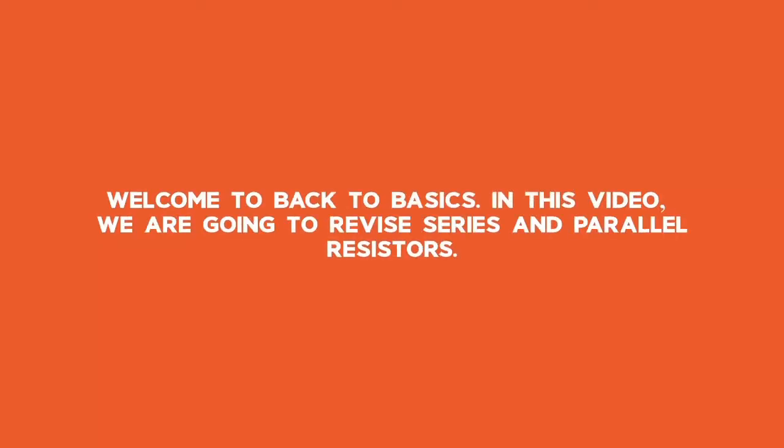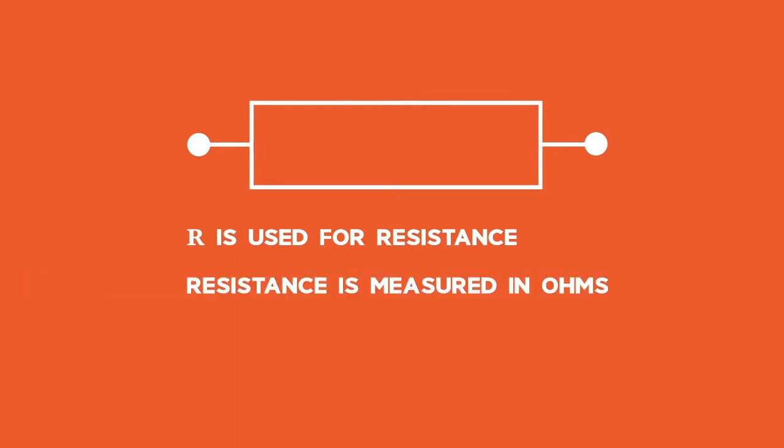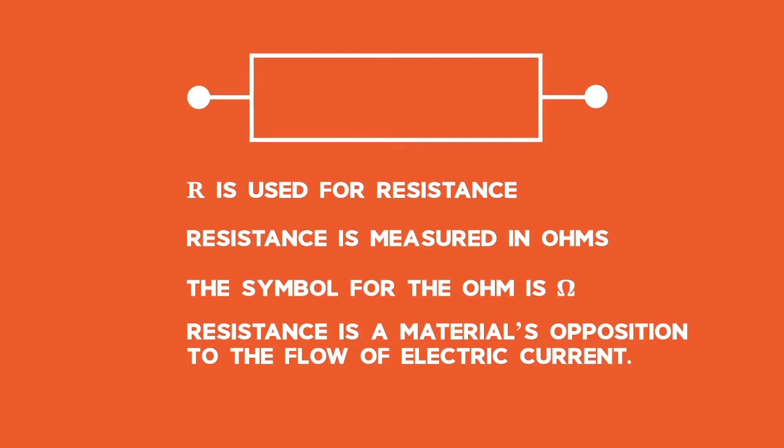In this video, we're going to revise series and parallel resistors. Remember that the symbol used for a resistor is a rectangle. The symbol R is used for resistance, and resistance is measured in ohms. The symbol used for ohms is the Greek letter omega. The definition for resistance is given as a material's opposition to the flow of electric current.